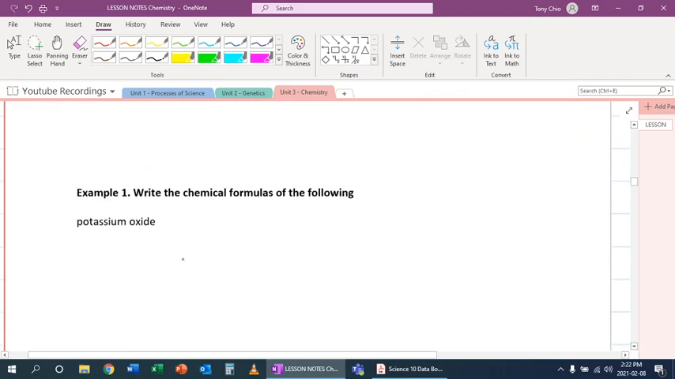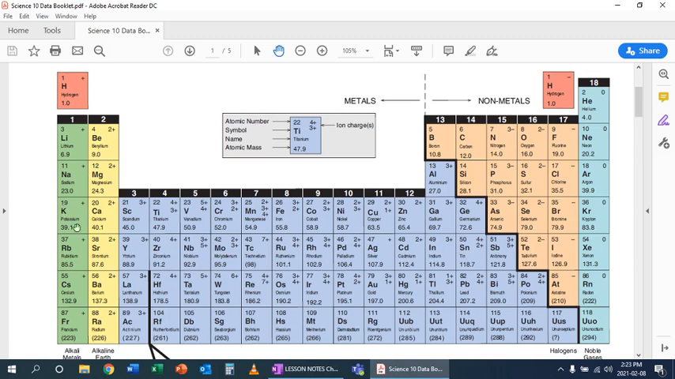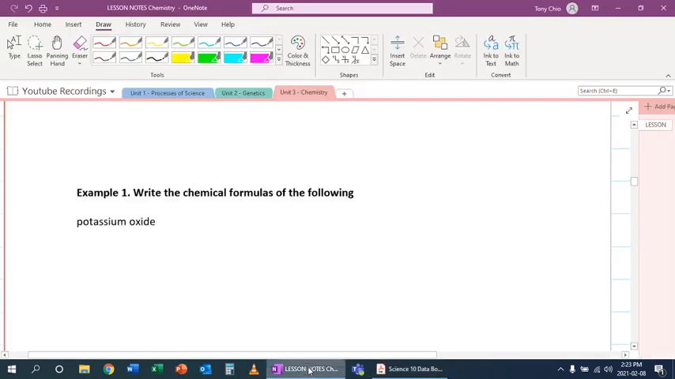Potassium oxide. Potassium is a metal. Oxide is oxygen, the other non-metal. Potassium has the chemical symbol K. It has a +1 charge. Oxygen has a chemical symbol O, and it has a -2 charge. So that's what we have first. We have K with a +1 charge, and O with a -2 charge.